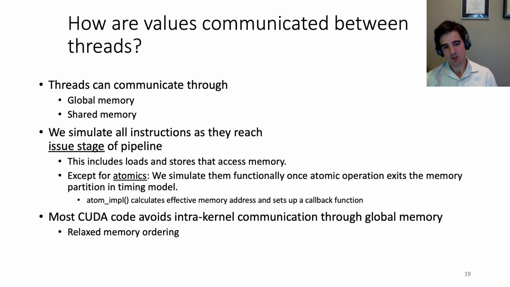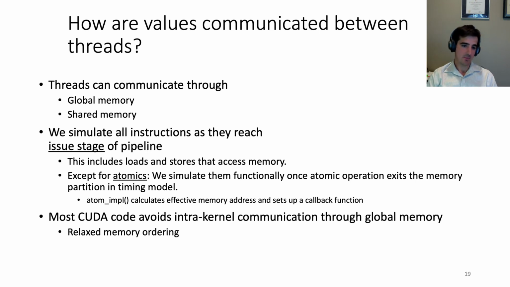Now, I will say that most CUDA code, especially legacy code or code that works really well, does avoid a lot of this intra-kernel communication, meaning that one thread does not typically write something to global memory that another thread then reads within the same kernel. The reason for this is that the memory ordering here is extremely relaxed, meaning that if you've taken any classes on consistency like 666 or even 565 or 437, just the basics, right? You can reorder loads and stores arbitrarily in GPUs. So there is no strict memory ordering preserved.